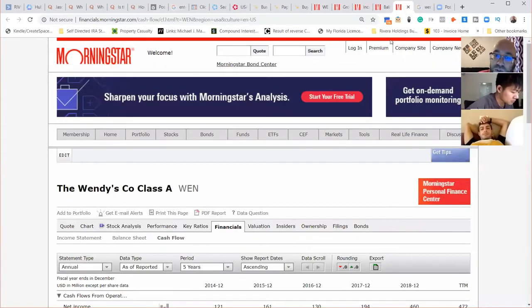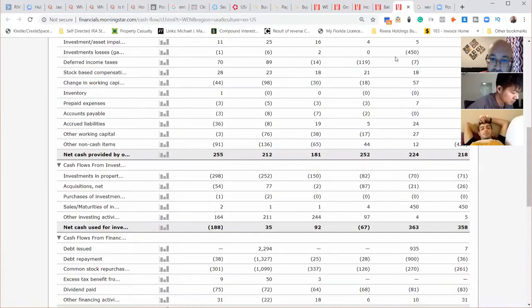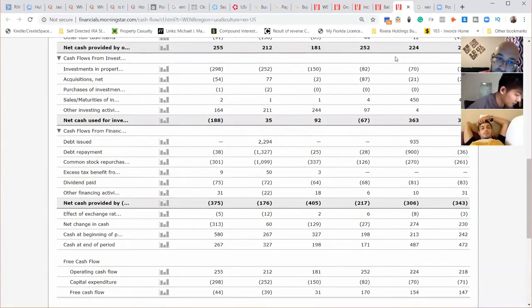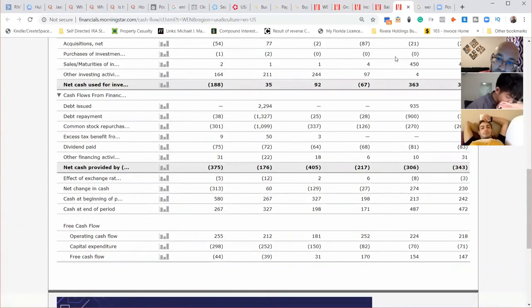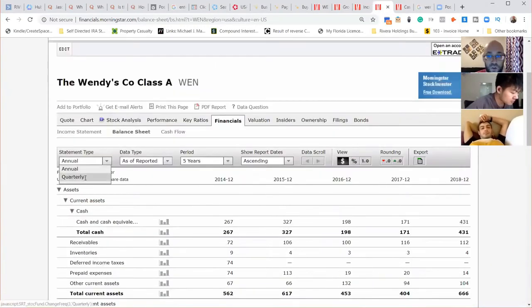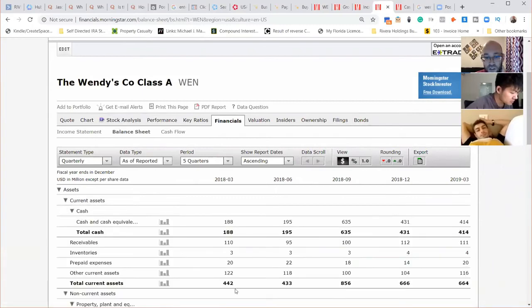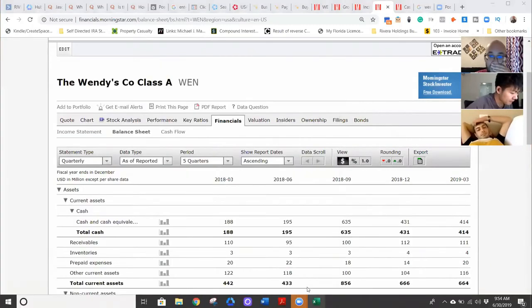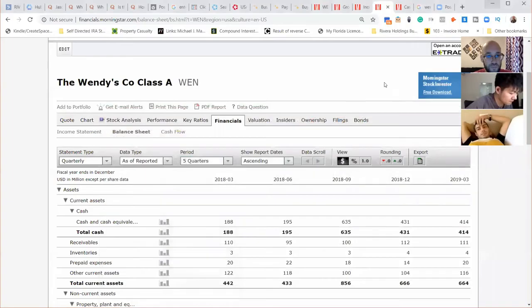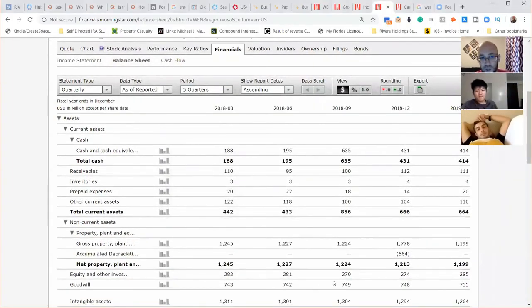Okay, so this is all important. I want to make sure we don't see anything major on the cash flow statement before we go to the reproduction valuation. Yeah, no, we need to go over that later. Okay, so the quarterly.